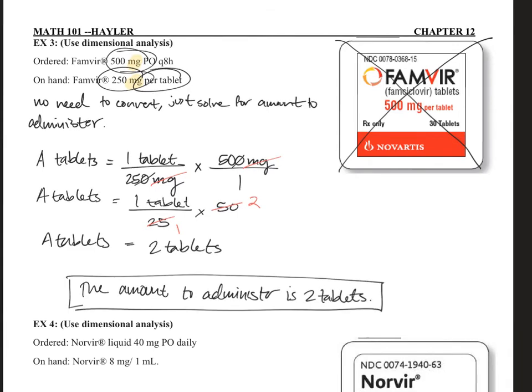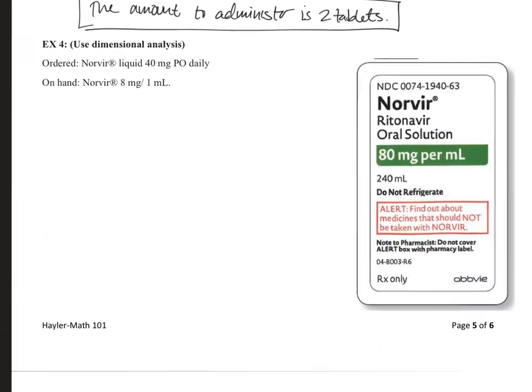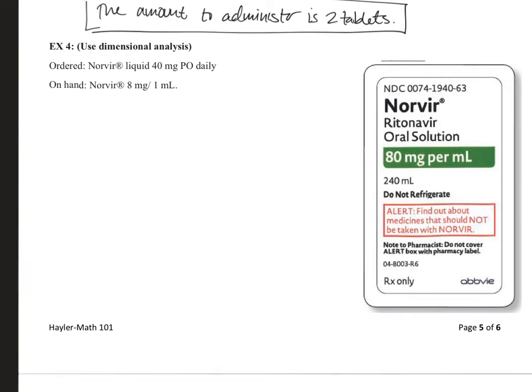Okay, so this one was nice. We didn't have to convert because they were both already in milligrams. What was ordered was in milligrams, and what we had on hand was also in milligrams. Alright, so let's take a look at example 4. Once again, we're using dimensional analysis. We have ordered Norvir liquid, 40 milligrams by mouth daily. And then on hand, we have Norvir, but it's 8 milligrams per 1 milliliter.